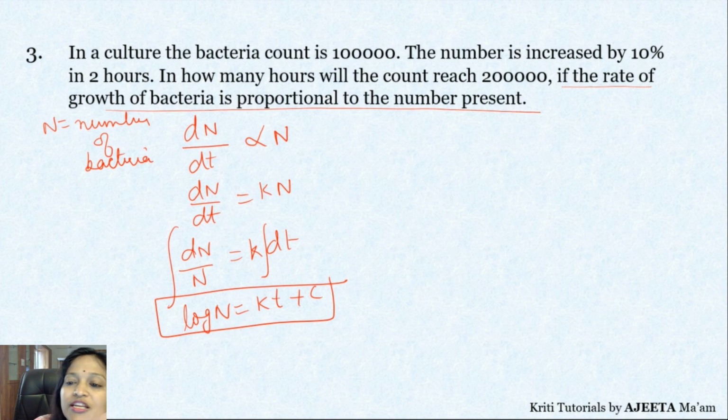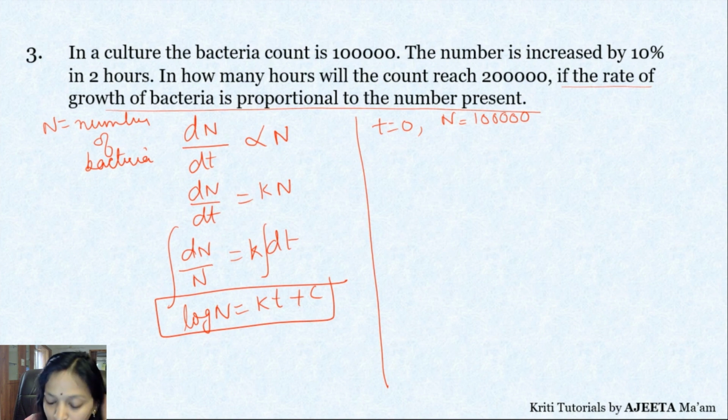Now the first is the initial count, given as 1 lakh. Initial count is 1 lakh means when t is 0, your bacteria count is 1 lakh, and that will give us the first condition for C. So C will be log 1 lakh, because 0 plus C is C. So this is the first condition.